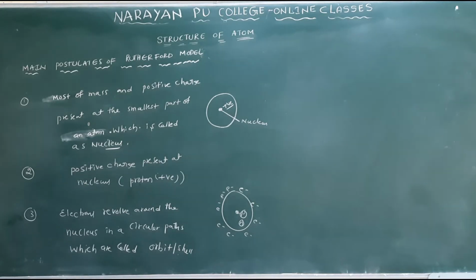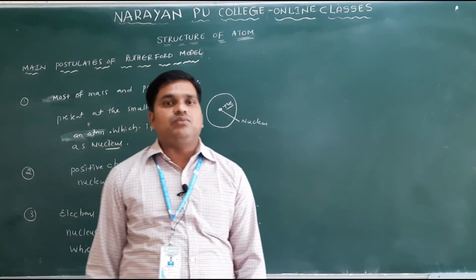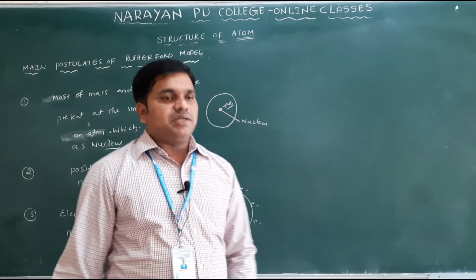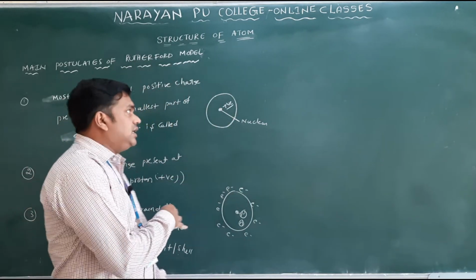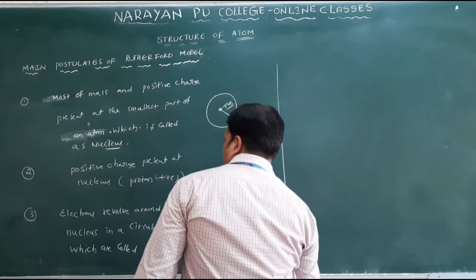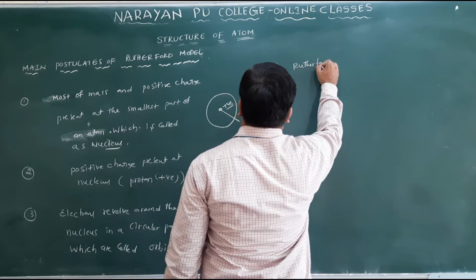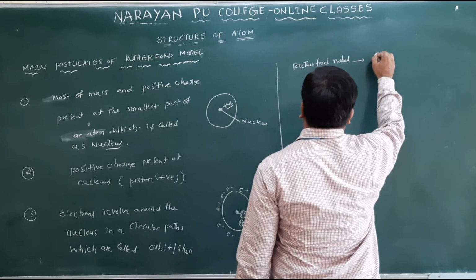From this point, the Rutherford model can also be called the planetary model. Why is it called the planetary model? Planets revolve around the sun. Based on that, the Rutherford model is also called the planetary model. You can add one more point here: the Rutherford model is also called the planetary model.